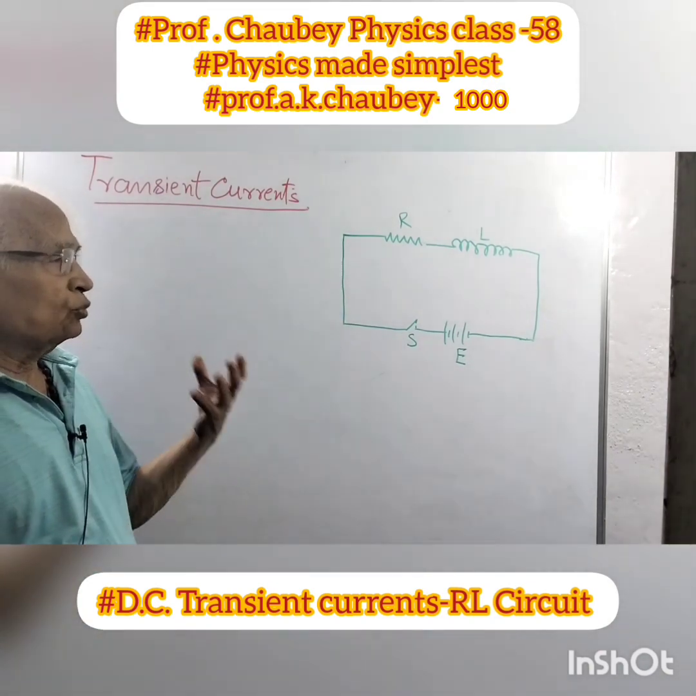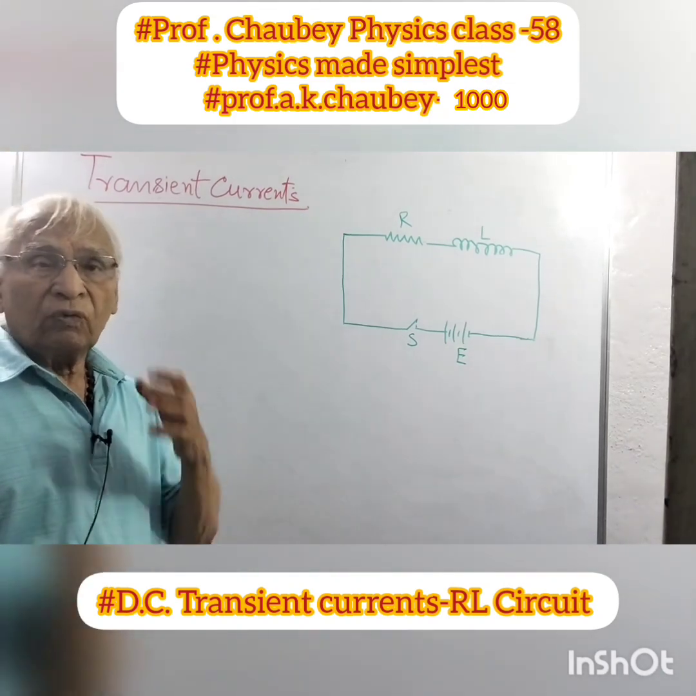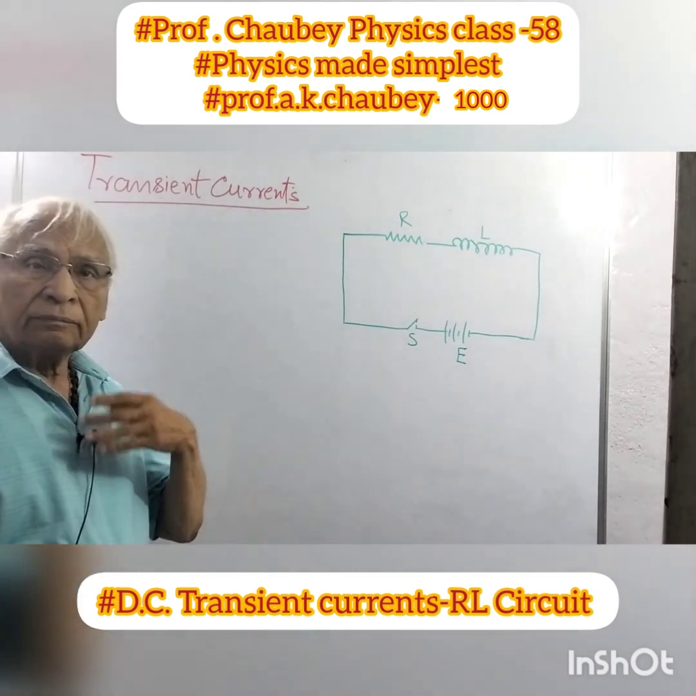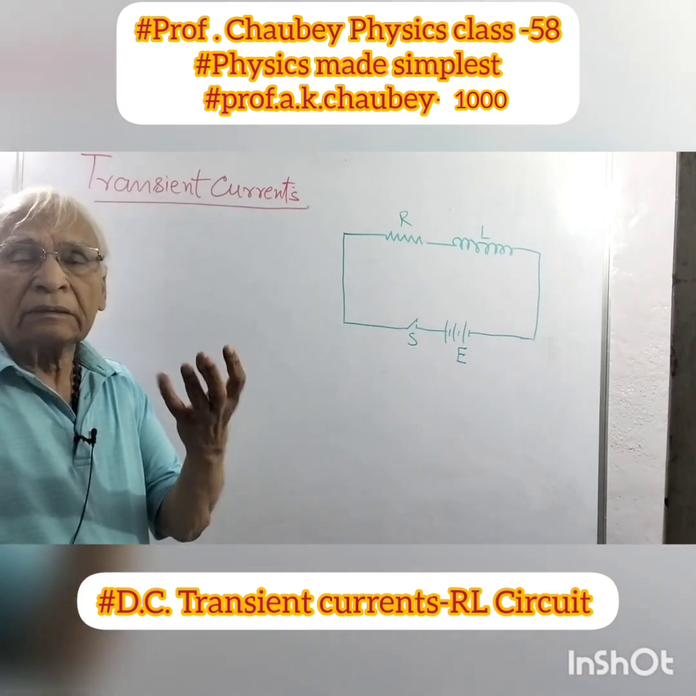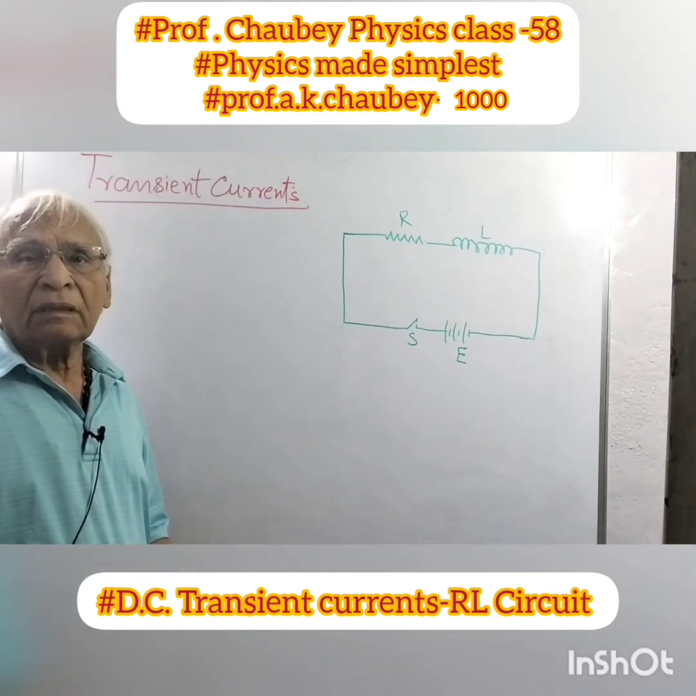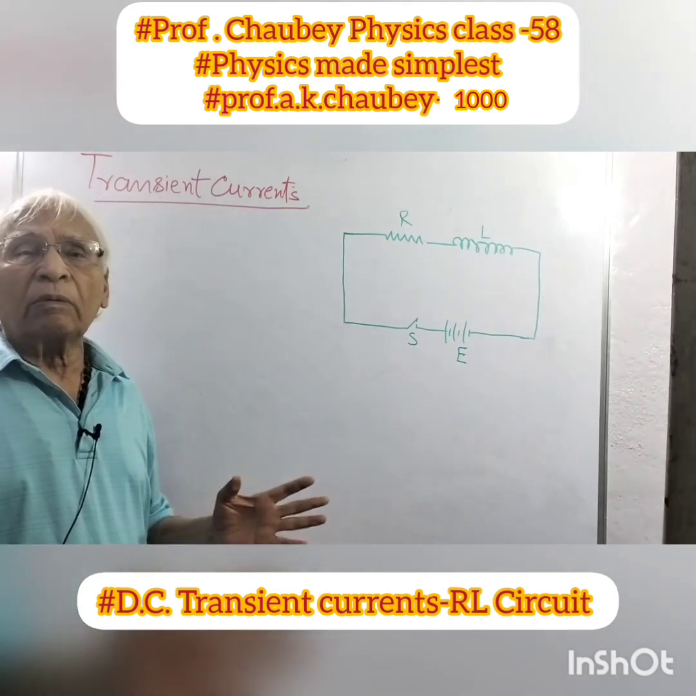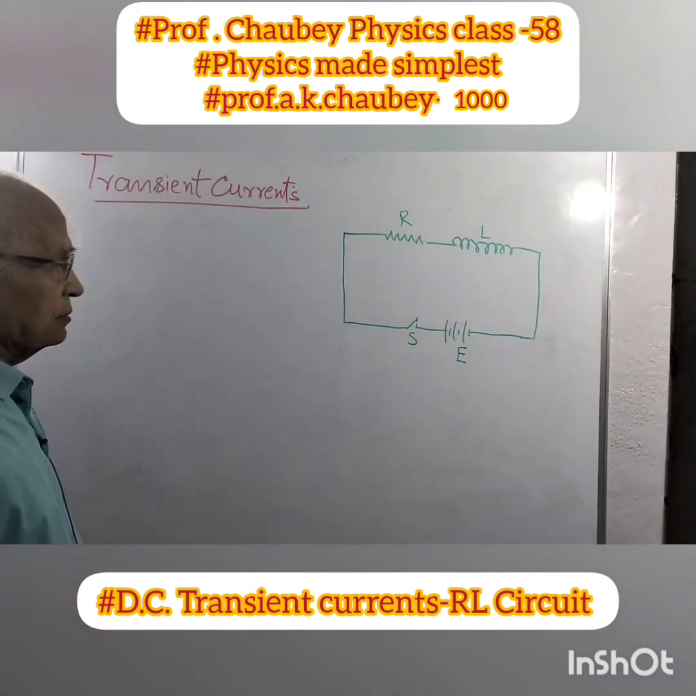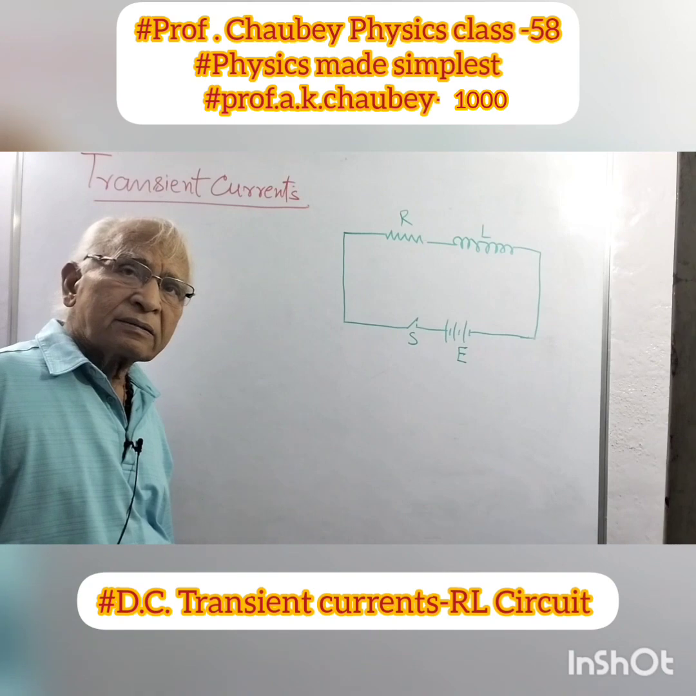Today we will discuss transient currents under the heading Physics Made Simplest. So far we have discussed constant current or DC current, one directional current, and we talked about the Kirchhoff law and the other circuit analysis methods, writing the Kirchhoff voltage law, current equation, etc. We have done some problems also. Now I want to discuss transient currents. First I will explain to you the transient currents.